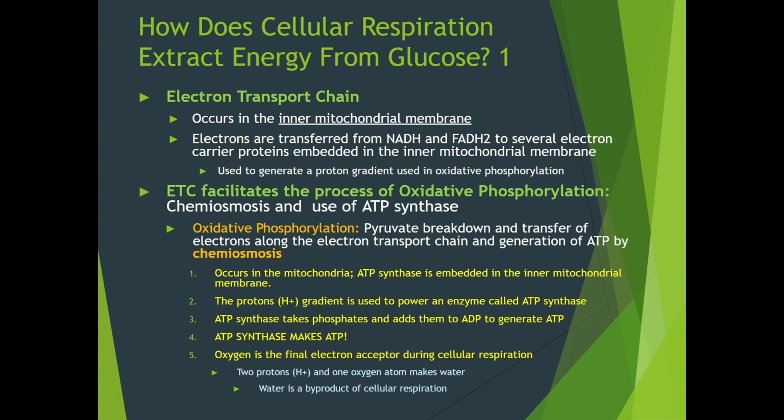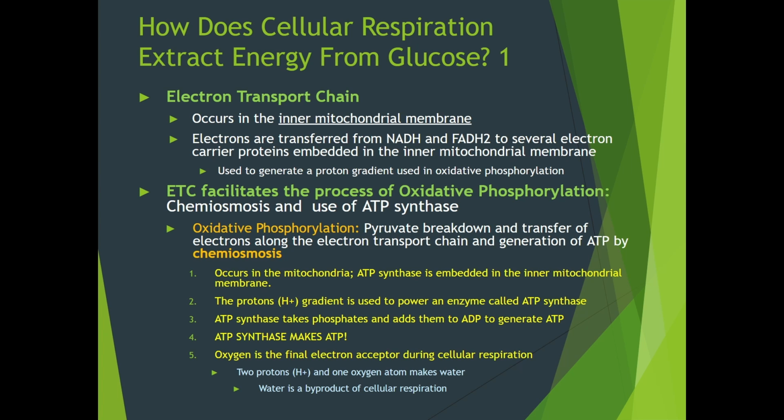And ATP synthase actually takes phosphates and adds them to ADP, or adenosine diphosphate. And when we combine those together, remember, we get ATP, or adenosine triphosphate. So essentially, ATP synthase makes ATP. So ATP synthase, a synthesis of ATP, is what it stands for. It is the enzyme acting as a pump embedded in the inner mitochondrial membrane that makes ATP.